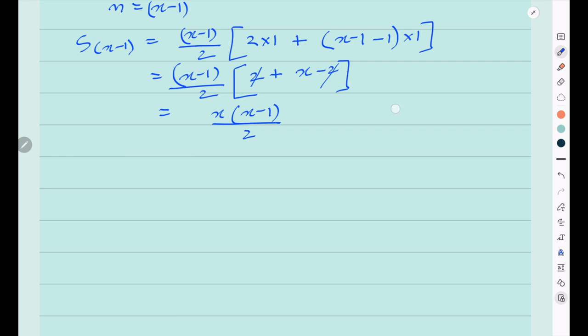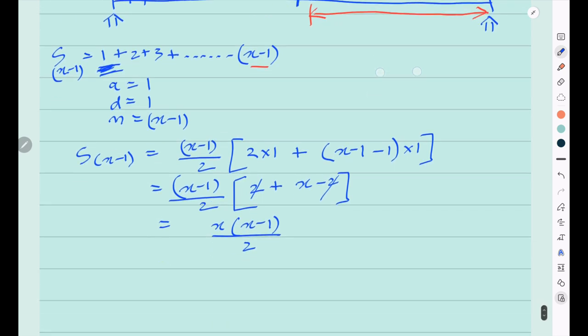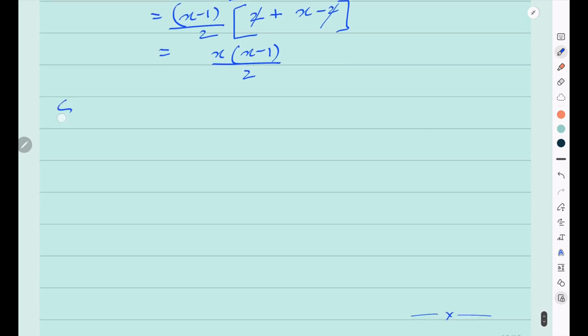Now let us concentrate on the other sum it is talking about, and there are two ways we can do that sum. First, we can say that it is the sum up to 49 minus the sum up to x. So this is S49 minus Sx. That will give us the sum from the x plus 1 term till 49, isn't it?